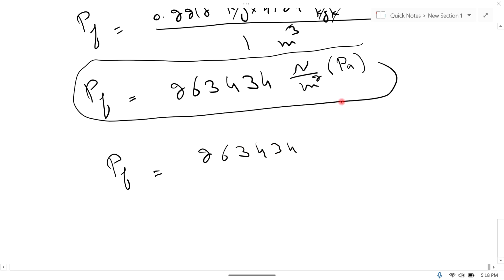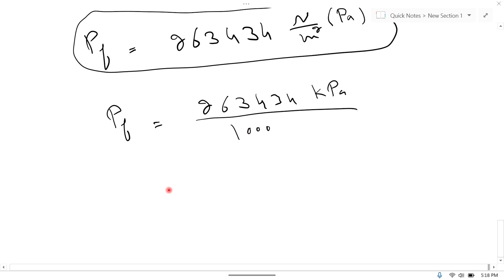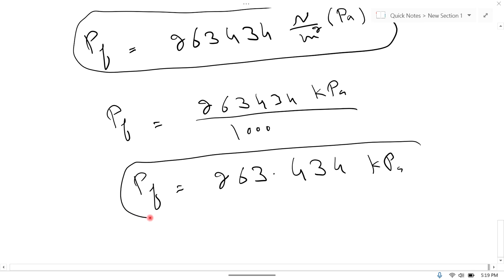263,434 is in Pascal. So multiply and divide by 1000. Kilo is equal to 1000. So PF, the final pressure, is equal to 263.434 kilopascal. So this is the answer, the final pressure of the tank.